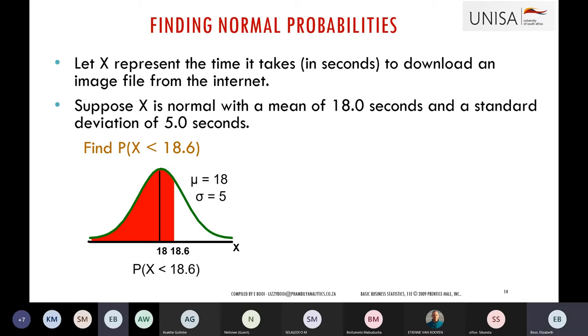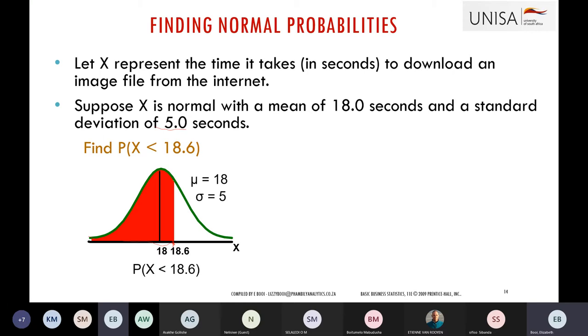So in terms of our Z or our X value, we know that our mean is 18. Our X value, it says it is less than. So it's all the red values less than 18.6. We were told what the mean is, it's 18. We were told what the standard deviation is, 5. Now we need to find the probability. Finding the probability means we need to standardize this X value.